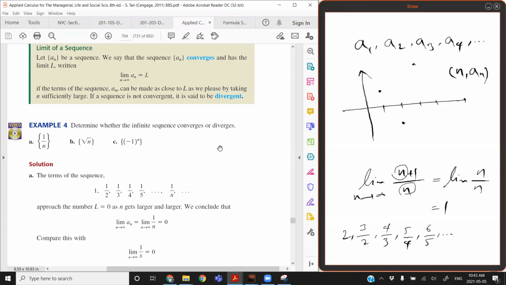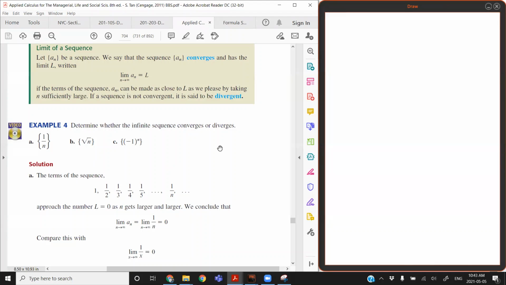So let's take a look at these examples. The first one, you have the limit of 1 over n as n approaches infinity. So the numerator is constant, the denominator is increasing. So it's going to be 1, then 1 over 2, then 1 over 3, then 1 over 4, then 1 over 5. And you can see that the fraction is going to approach 0 because the numerator is a constant and the denominator is increasing. So this sequence converges to 0.